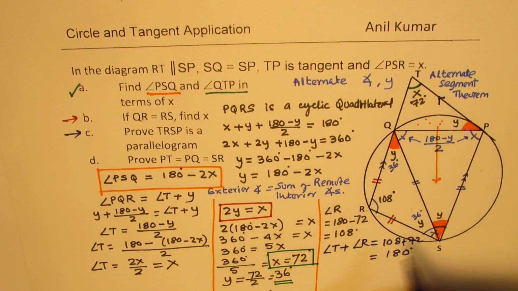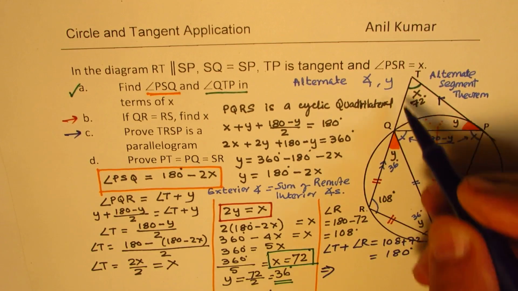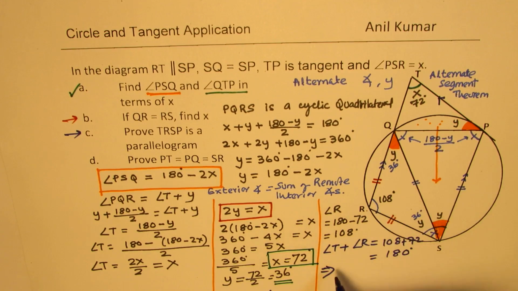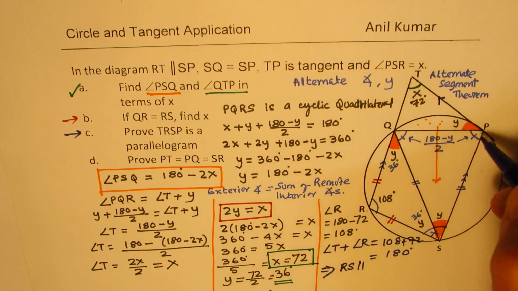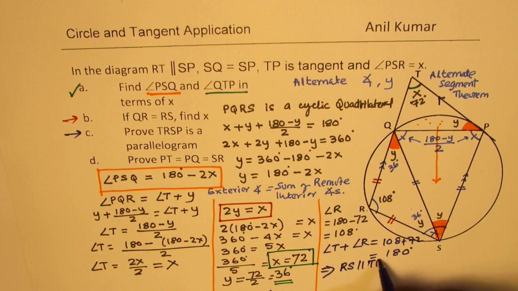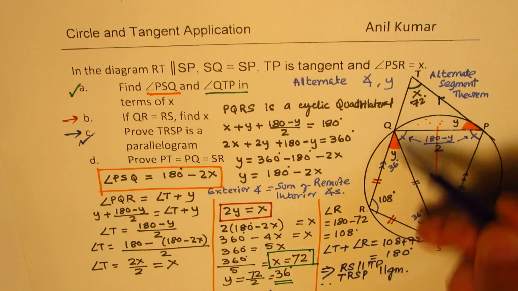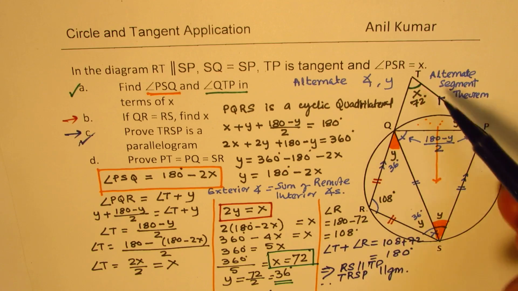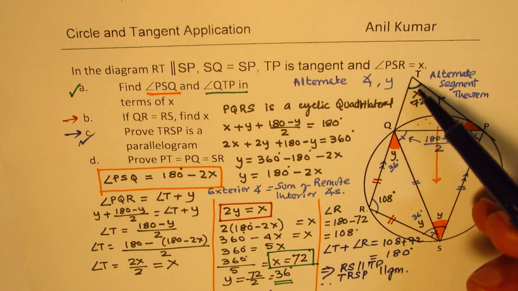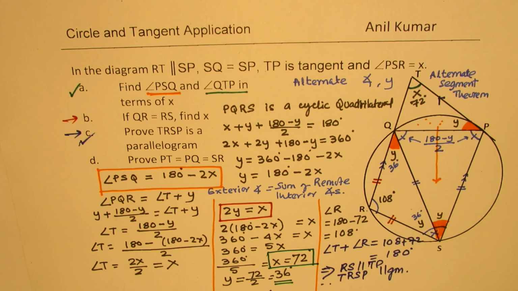Now that shows that these two sides, RS is parallel to TP. And therefore, we have shown that TRSP is a parallelogram. Is that clear to you? So that is shown since this angle is 180 degrees, right? So these are internal angles of two parallel sides.